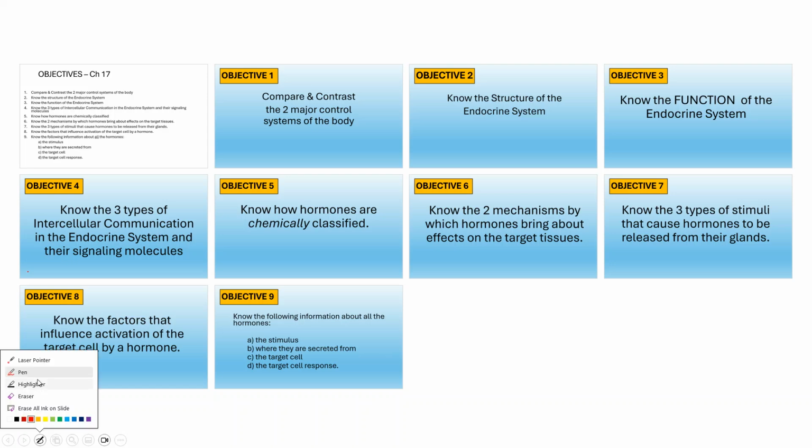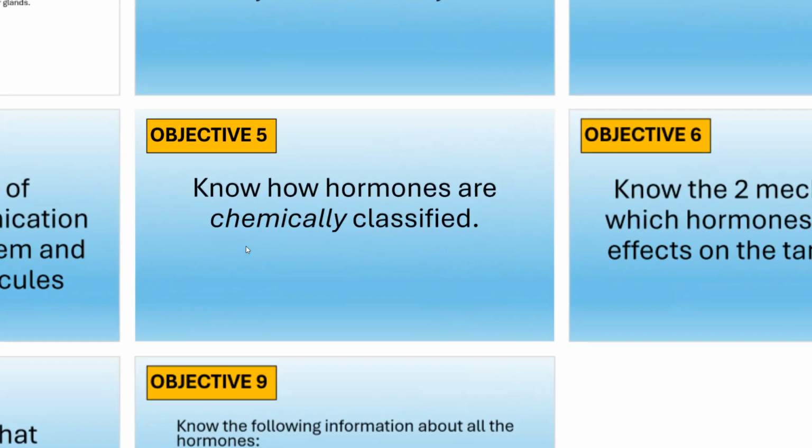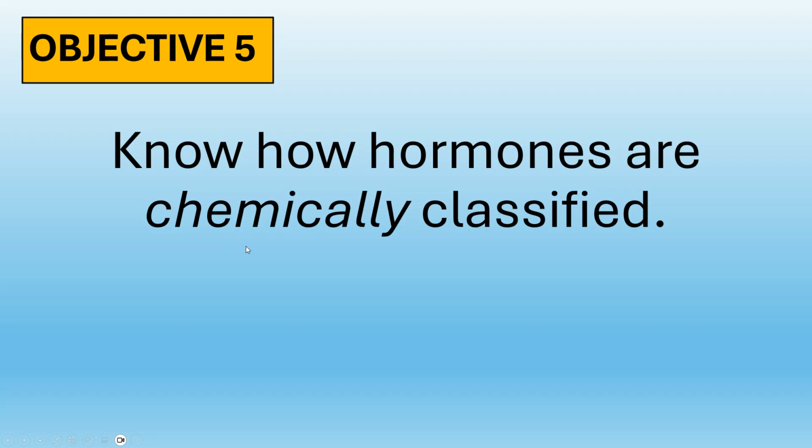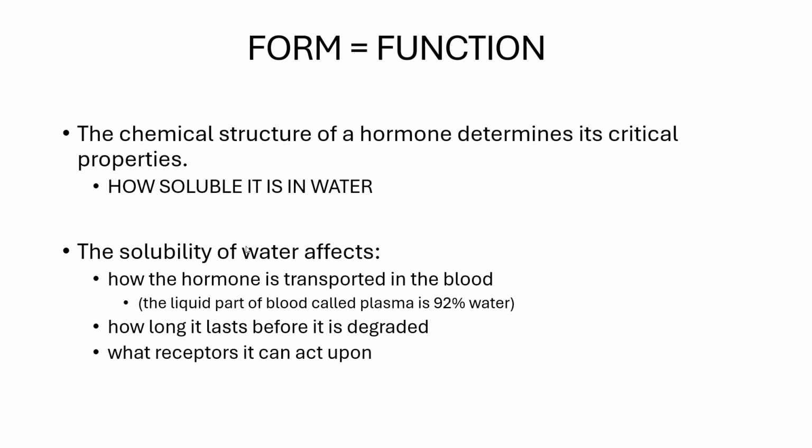Okay, this is going to be chapter 17, objective 5, how hormones are chemically classified. Now, you can classify things all different kinds of ways. We're going to talk about how they're chemically classified. So keep in mind, form equals function. So the way something is built is going to tell you what it does. So if you change its form, you then change its function.